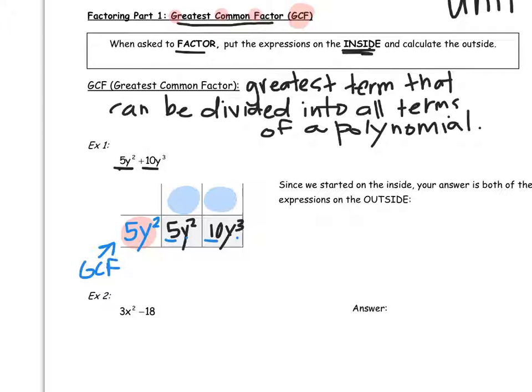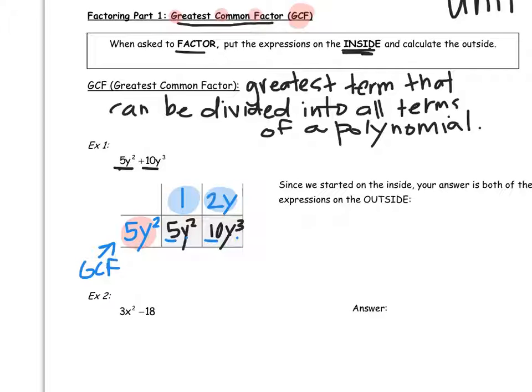Alright, so once I have my GCF right here, now I'm going to fill out the top, the outside of the box. So I want to think about what do I multiply 5y squared by in order to get 5y squared, and it stays the same, so I have to multiply that by 1. Then I go here, what do I multiply 5y squared by to get 10y cubed? So to multiply 5 to get to 10, I have to have a 2 because 5 times 2 is 10. What about y squared? To go from y squared, what do I have to multiply by to get y cubed? And that is just a single y.